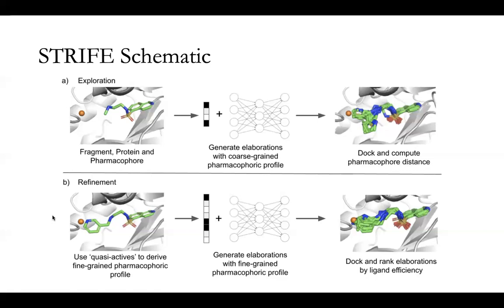What we do with those is we use them to derive a fine-grained pharmacophoric profile, very similar to the way that current models use known actives to derive that kind of pharmacophoric profile. We're using these quasi-actives to do so. And then hopefully, by having a lot more control over the elaborations we're producing through the fine-grained profile, we can generate elaborations which will consistently place a pharmacophore close to the pharmacophoric point.